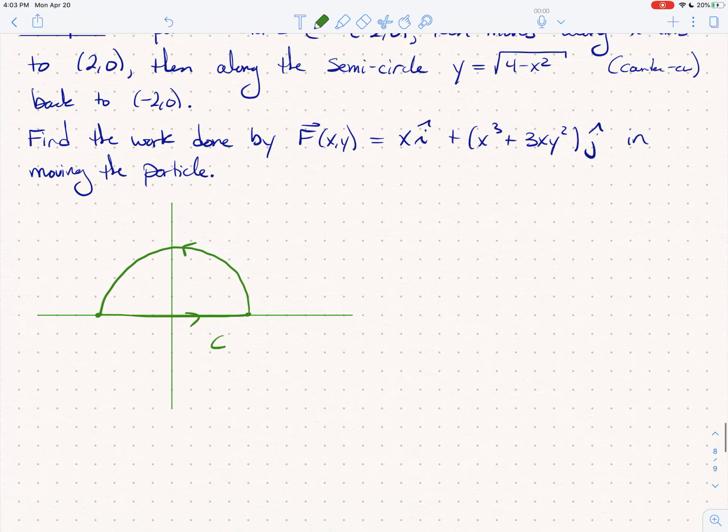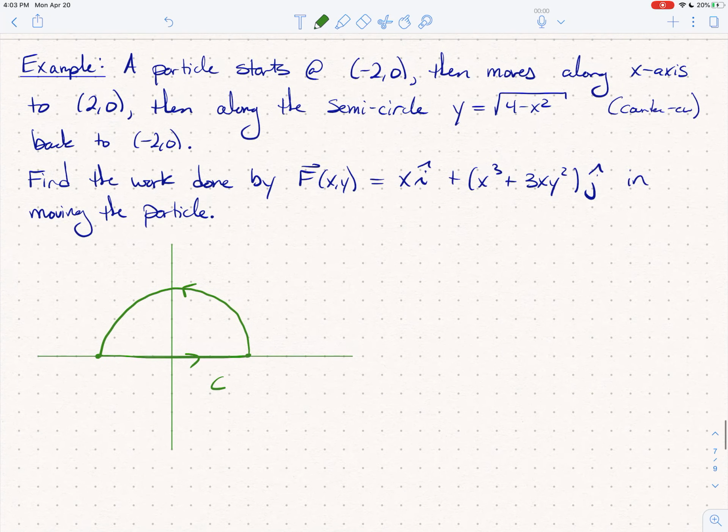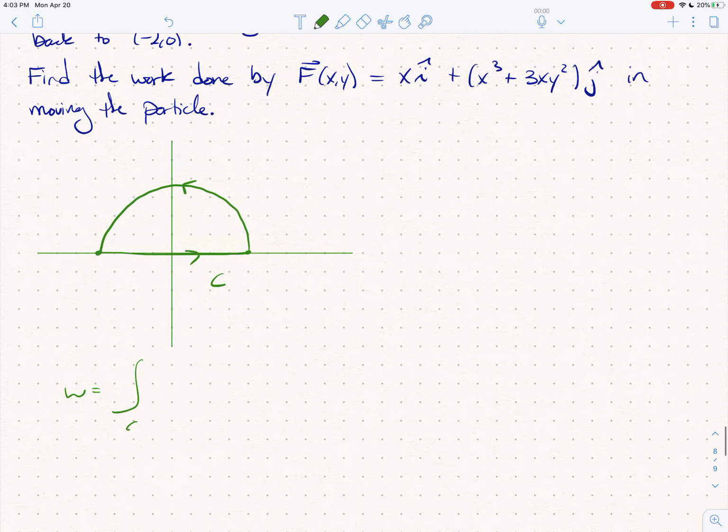And let's realize that the work done here by this vector field in moving the particle is just the line integral along C. By the way, C is simple, and it's closed, and it has positive orientation, so we might as well put the little circle on it. So it's the line integral along C of F dot dr. That's the big interpretation you need to make.